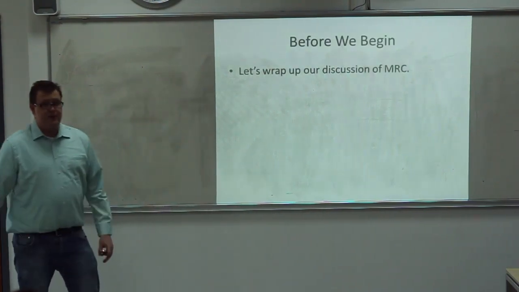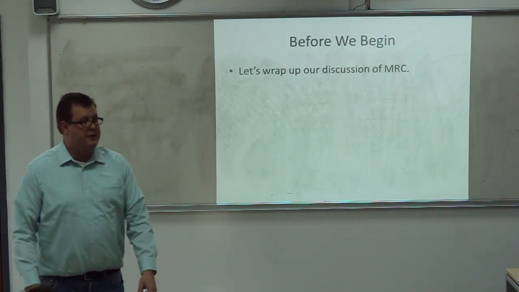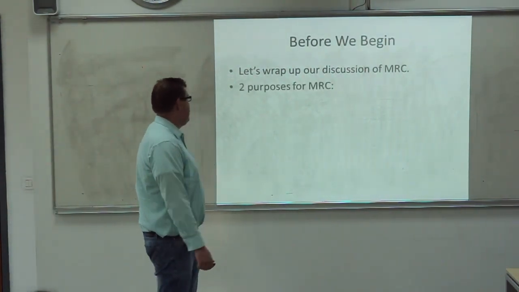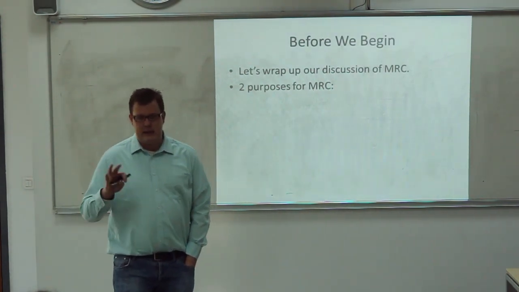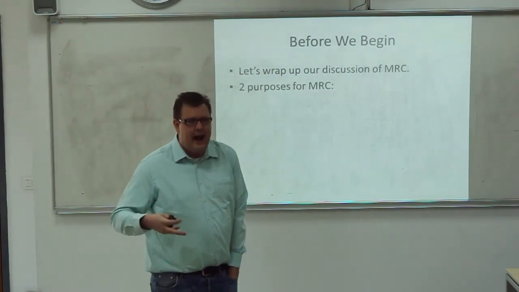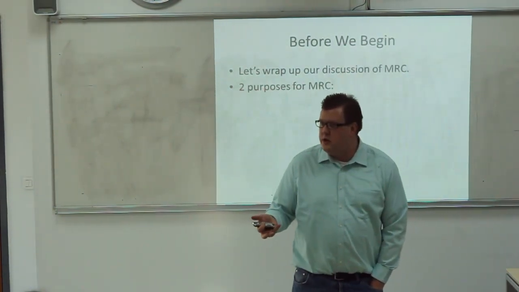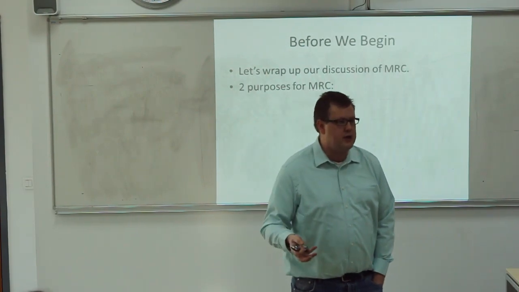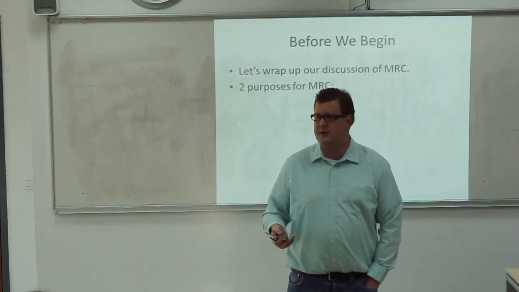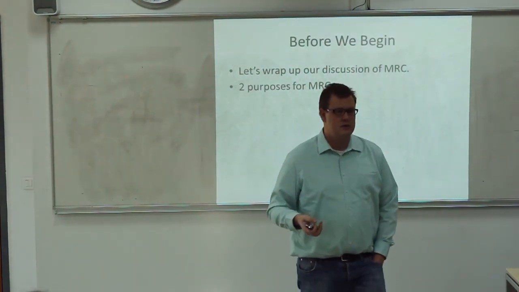Anyway, let's wrap up our discussion of multiple regression and correlation, because there are a couple of things that we didn't talk about that I want to talk about. We've got basically two types of purposes for multiple regression and correlation that I can see. What types of things do you imagine people use multiple regression and correlation for? What two types of questions? Two types of problems.